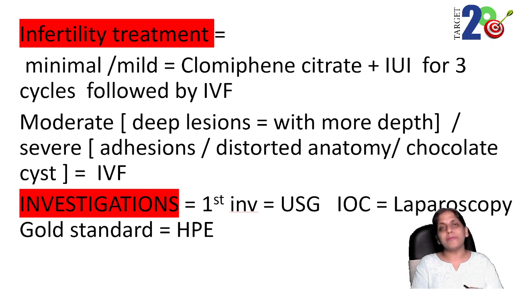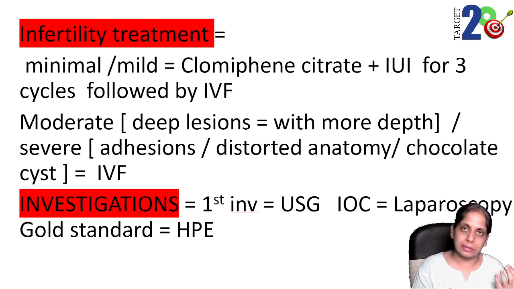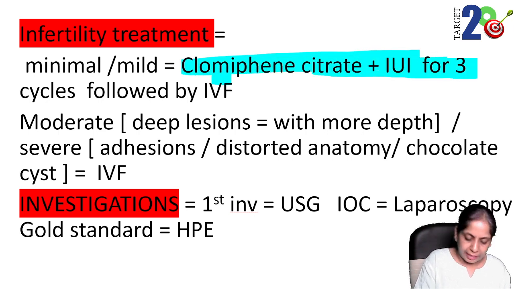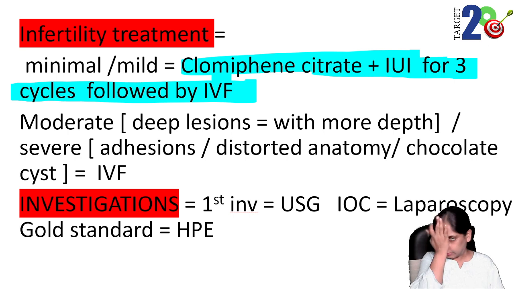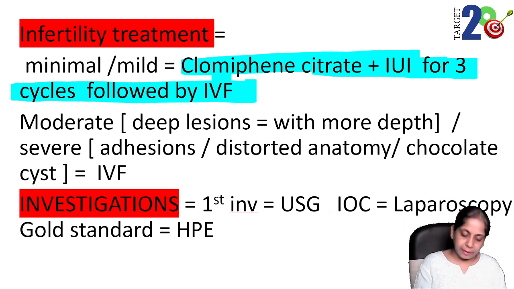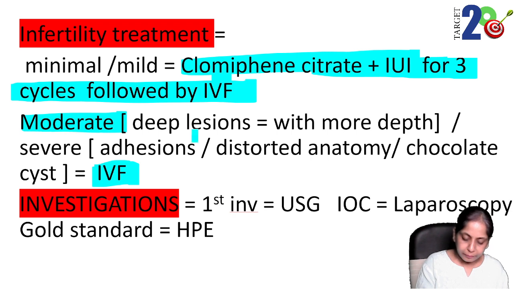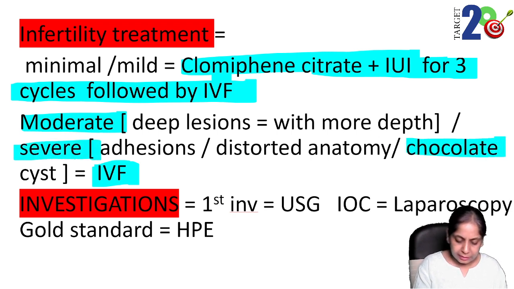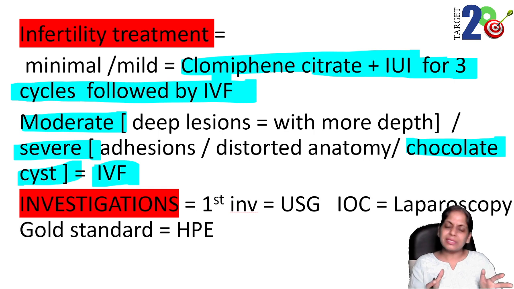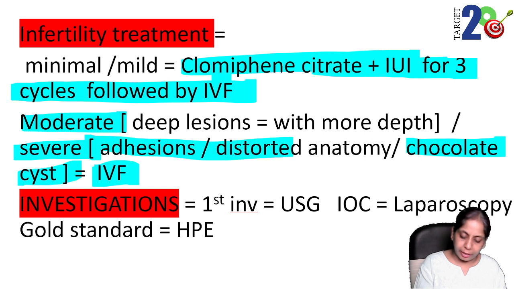And what is the treatment for infertility? As I told you, the patient with chocolate cyst will also follow the same. If it is minimal or mild severity, then we will give clomiphene citrate and IUI for 3 cycles. And if the patient doesn't conceive with this, then of course we will give IVF. If it is moderate or severe degree or it is a chocolate cyst, then we will straightaway go for IVF. What do we mean by severe degree? It means there are adhesions, there is fibrosis, and there is distortion of the anatomy.